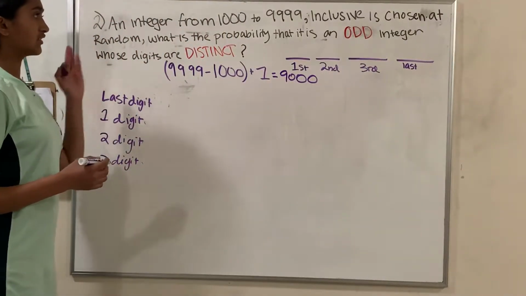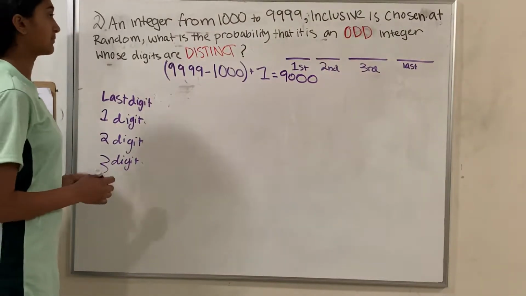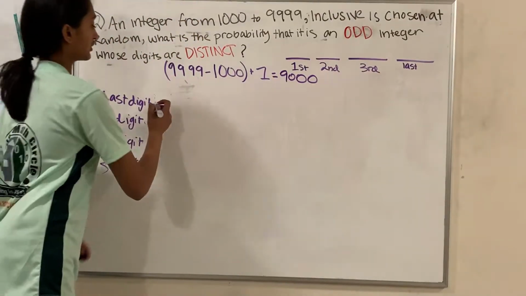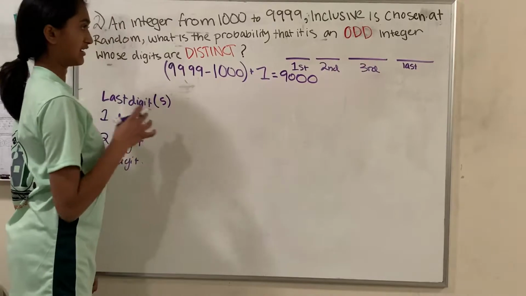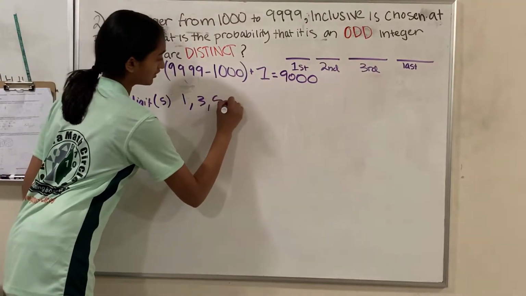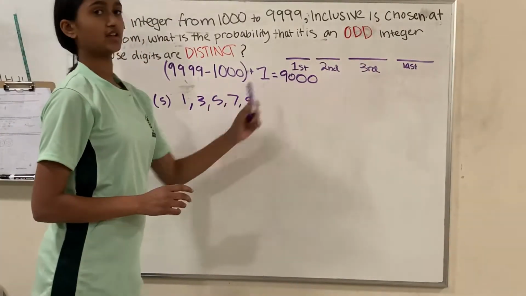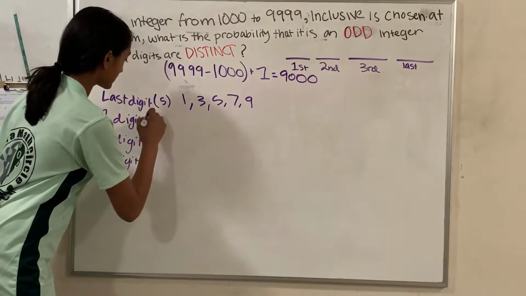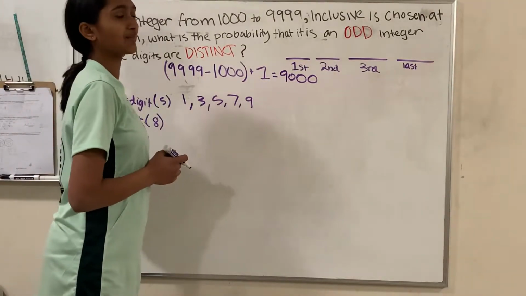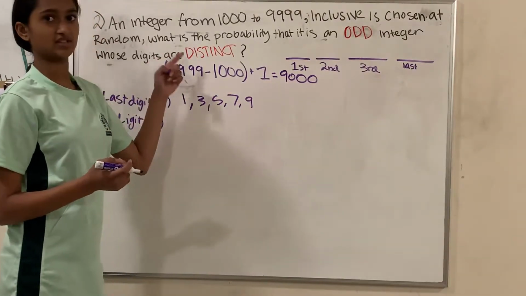Then, since the number is 4 digits, we have to find the last digit, first digit, second digit, and third digit. To find the last digit, it has to be any odd number. So there are going to be 5 possibilities because the number has to be odd. Those possibilities are 1, 3, 5, 7, and 9. For the first digit, there can only be 8 possibilities. That is because the first digit cannot be 0, because then it won't be a 4-digit number, and it cannot be one of these numbers because each digit has to be distinct.